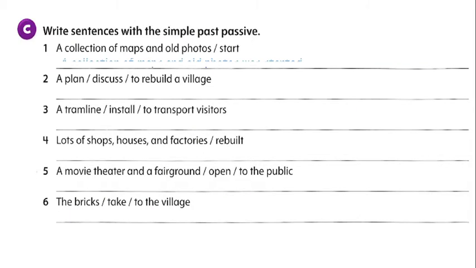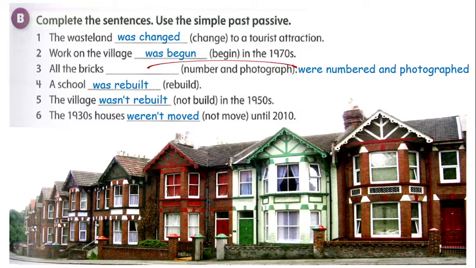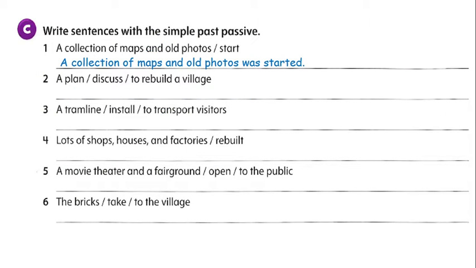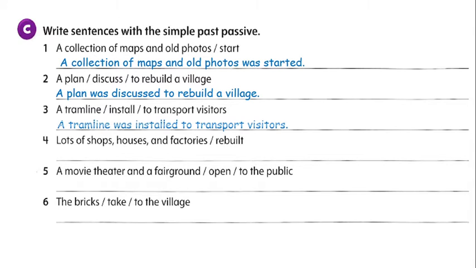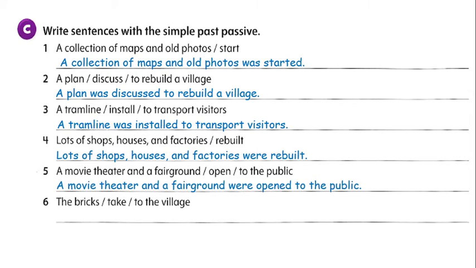Let's go next. Write a sentence with the simple past passive. Number one, a collection of maps and old photos was started. Number two, a plan was discussed to rebuild the village. Number three, a train line was installed to transport visitors. Number four, lots of shops, houses and factories were rebuilt. Number five, a movie theater and fairground were opened to the public. Number six, the bricks were taken to the village.